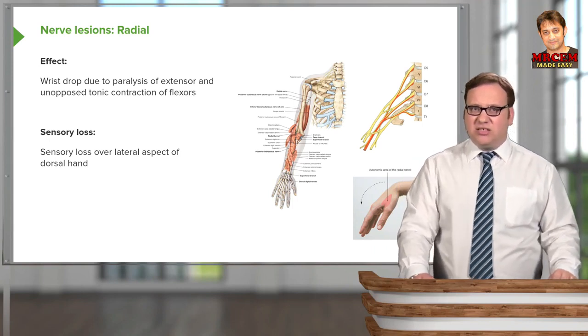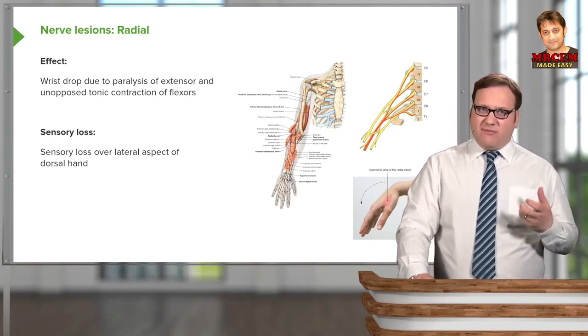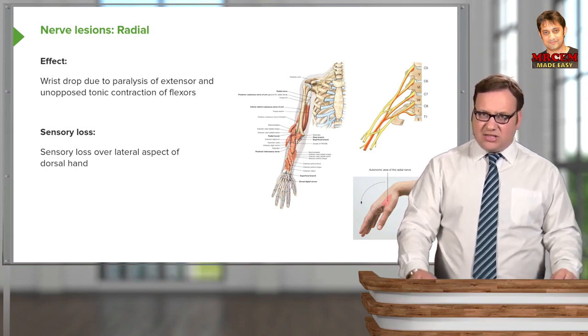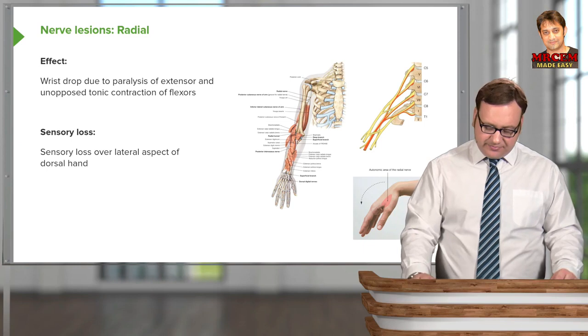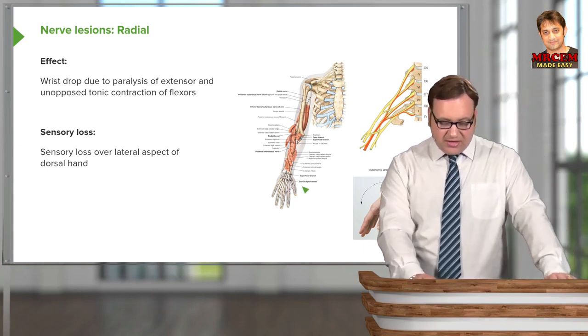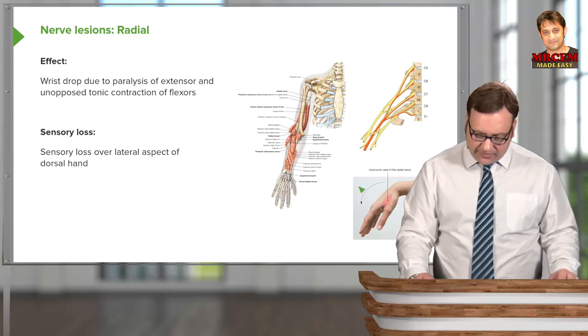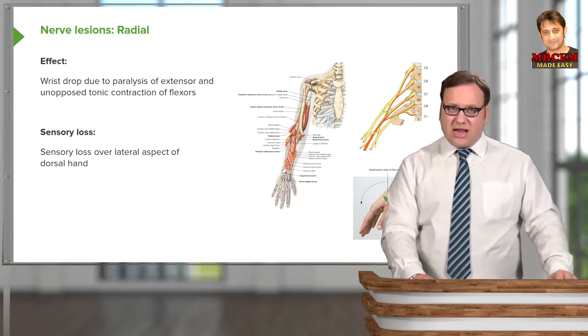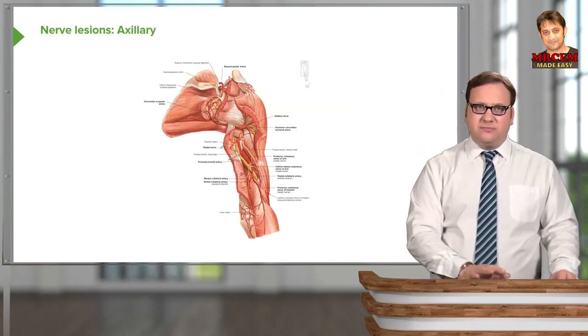This is due to paralysis of the extensors, and therefore you have unopposed tonic contraction of the flexor muscles, and that leads to this flexed wrist drop position. Sensory loss is going to be over the lateral aspect of the dorsum of the hand, and you can just see a small little region here which is affected by the sensory loss due to damage to the radial nerve.